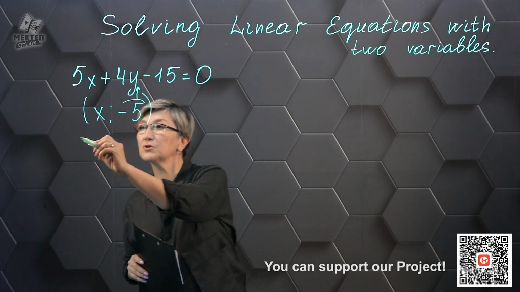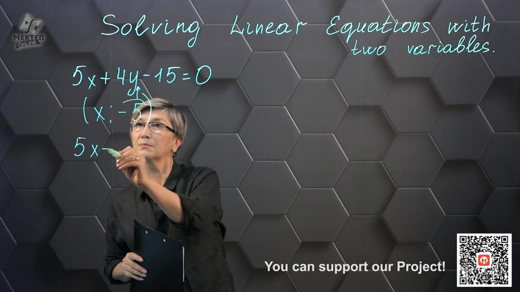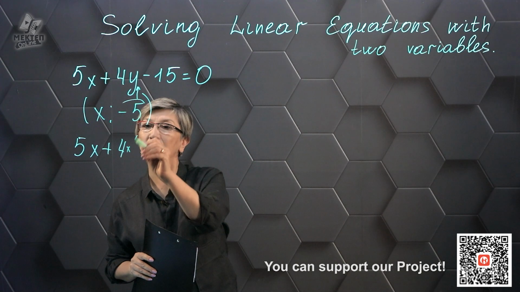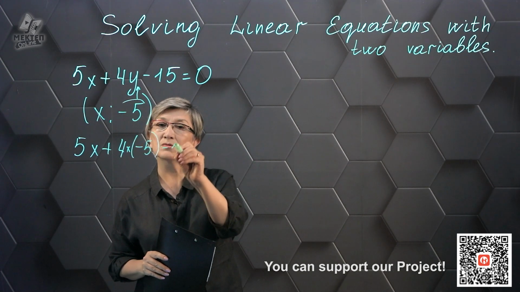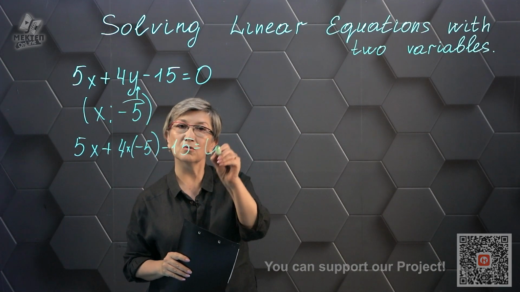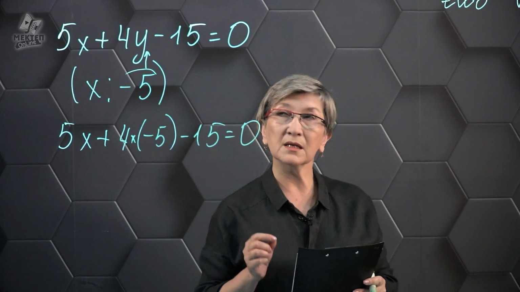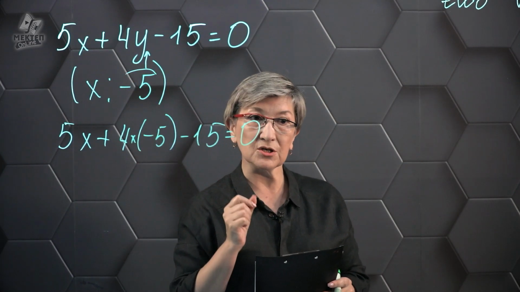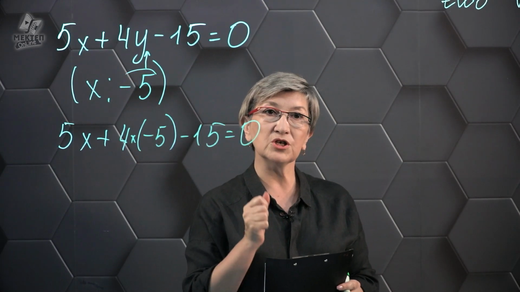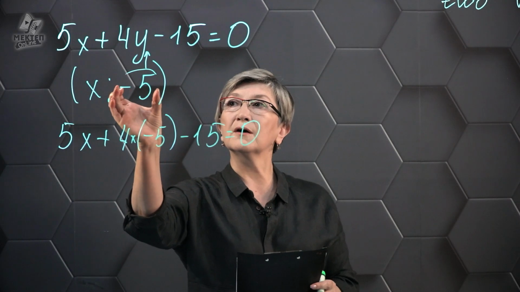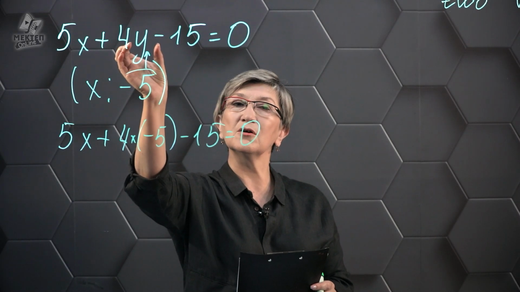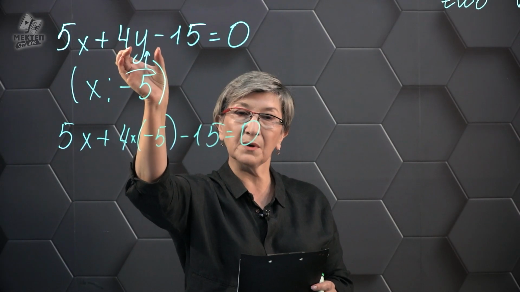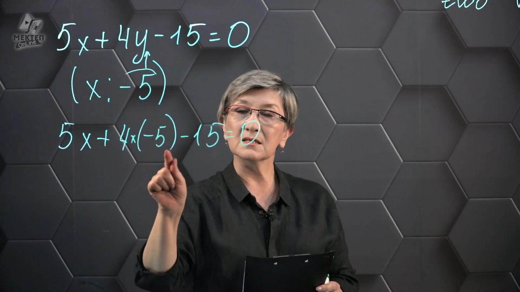The result is 5x plus 4 times minus 5 minus 15 equals 0. Notice that when substituting the value, we have to take the sign into account. Instead of y, I'm substituting a value equal to minus 5. And this value will affect the sign.